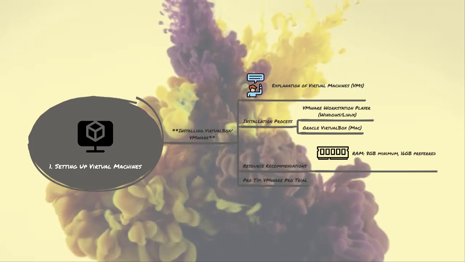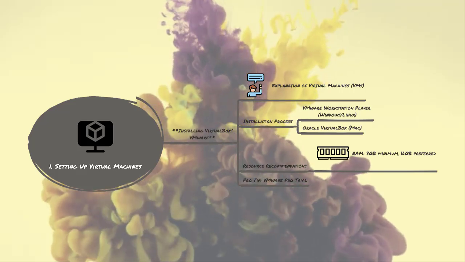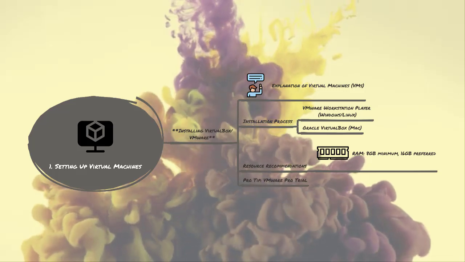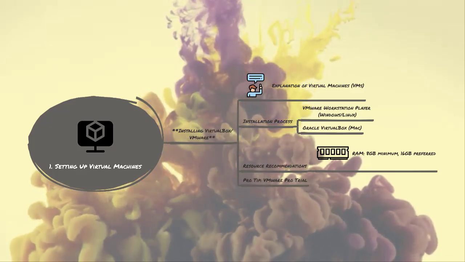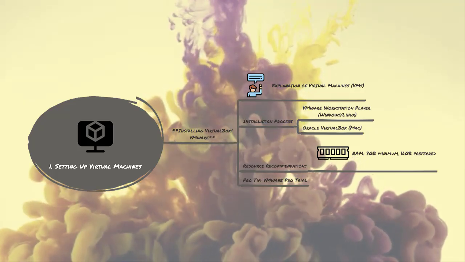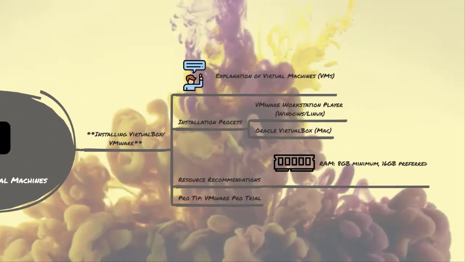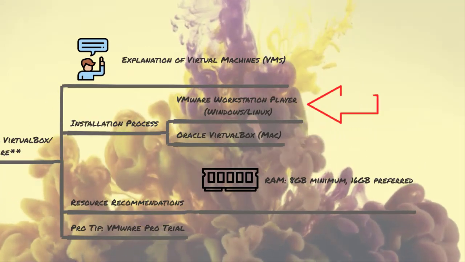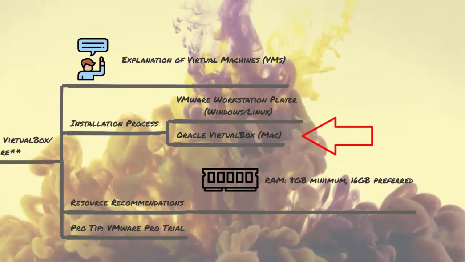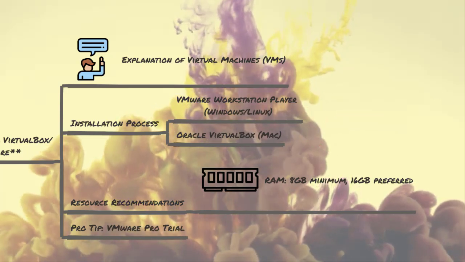Virtual machines, the foundation of the lab. Imagine having multiple computers running on a single physical machine. That's what virtual machines do. They're like having tiny houses inside a giant mansion. To set up your lab, we start with software like VMware Workstation Player for Windows and Linux, or Oracle VirtualBox for Mac. The setup is easy, but there's one catch.